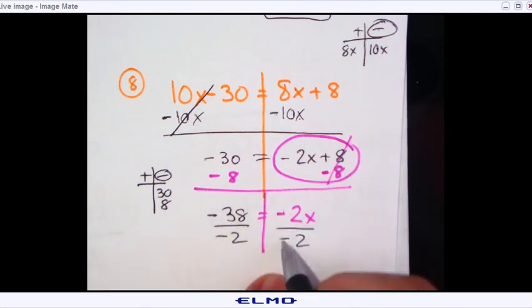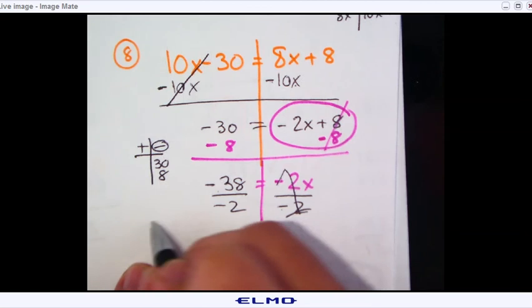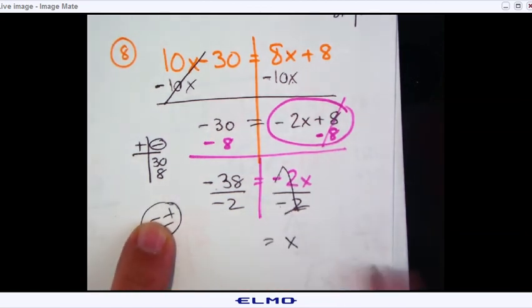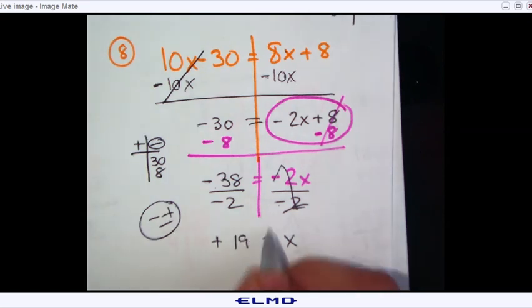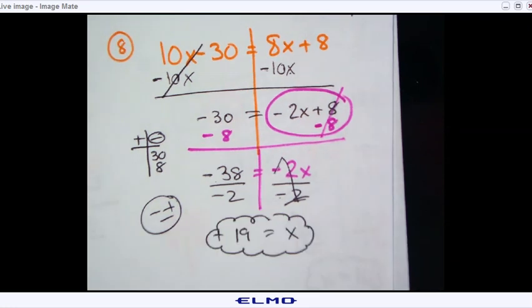So negative divided by negative is a positive. Use your teacher, the math. Cover the negative divided by negative. That's a positive. And 38 divided by 2 is what? 19. There you go, 19. And that's it. That's your answer. 19. Bam. All right.